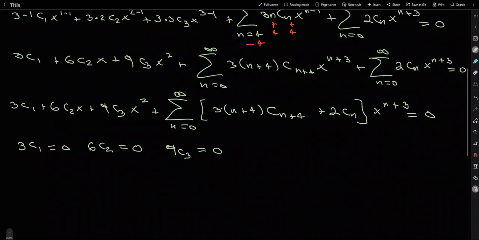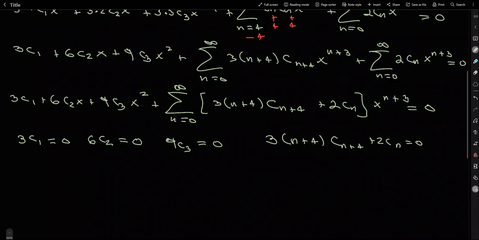And for the recurrence relation, we're going to set the argument of the series, 3 times n plus 4 c sub n plus 4 plus 2 c sub n, equal to 0. That's because this is going to be the coefficient of x to the n plus 3. And again, the right-hand side is all 0, so that's why everything here is 0. And again, let me simplify these little equations here. That means c1 equals 0, c2 equals 0, c3 equals 0.